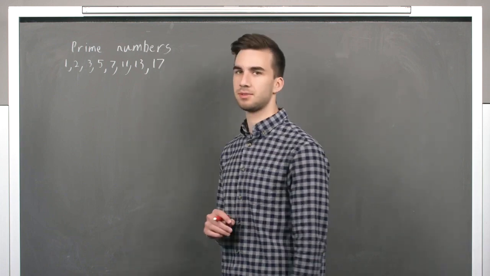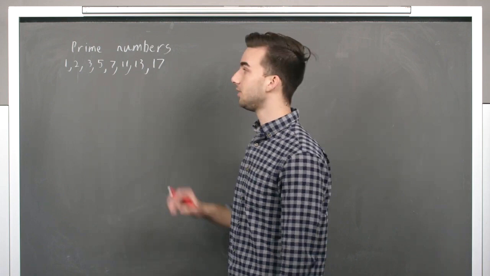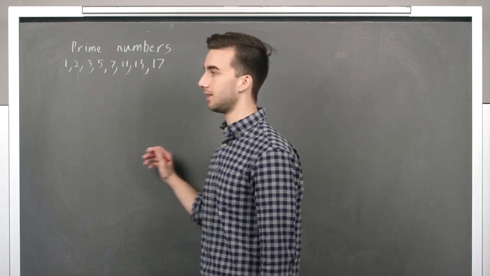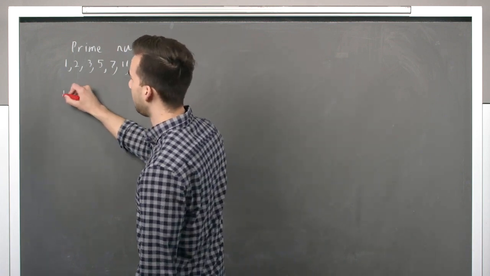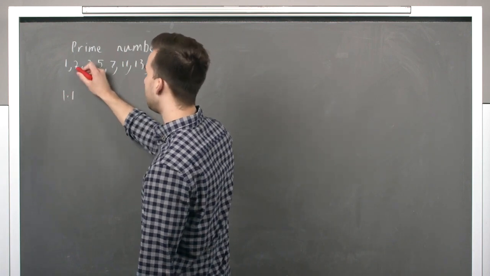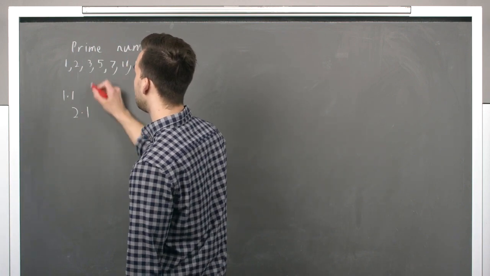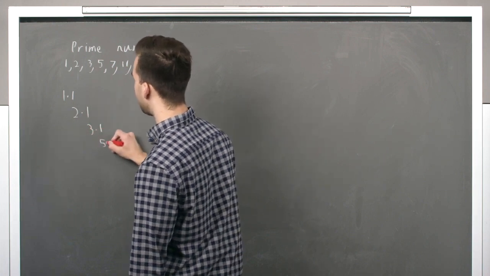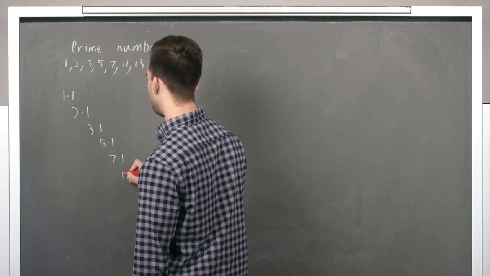The definition of a prime number is any real number that you can only multiply by itself and 1. So examples would be 1, because you can only do 1 times 1. 2 is also prime, because you can only do 2 times 1. 3 is prime because you can only do 3 times 1. 5 is prime because you can only do 5 times 1. 7 is prime. 11 is prime.